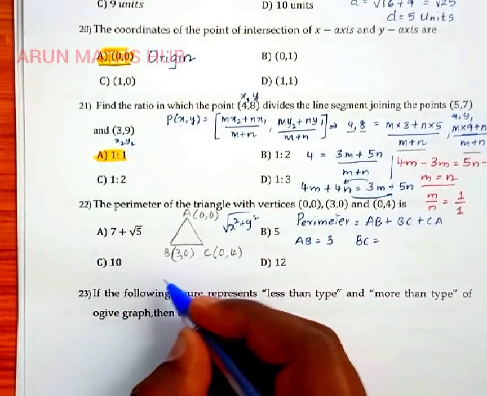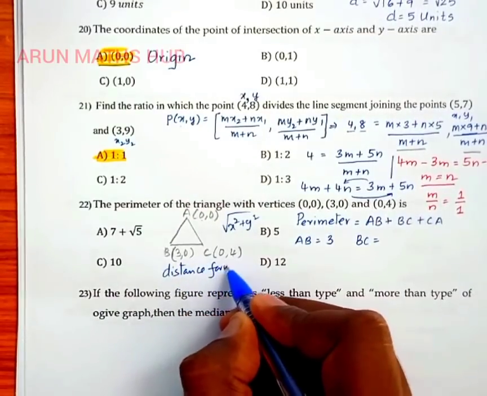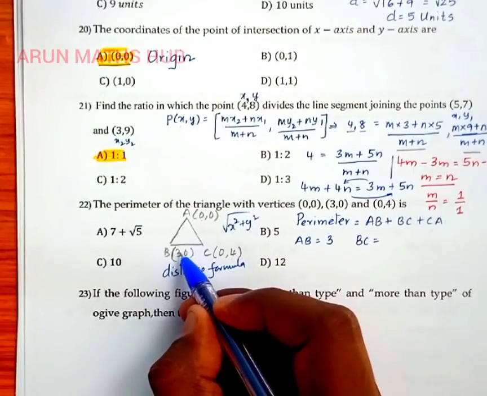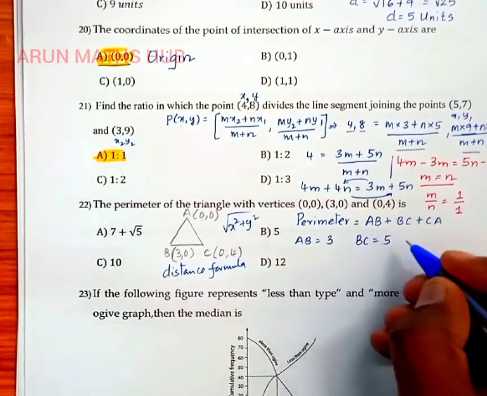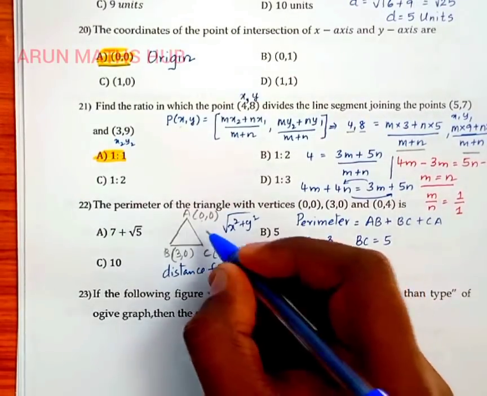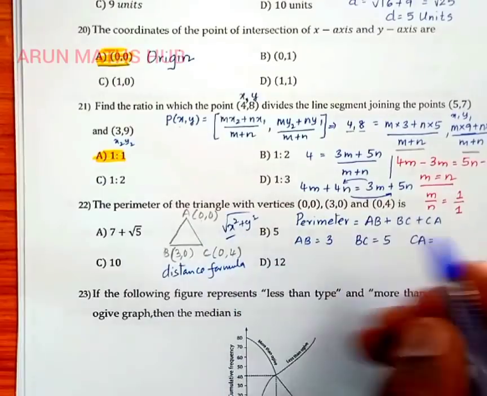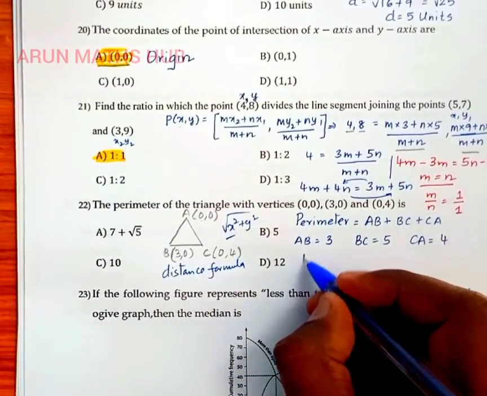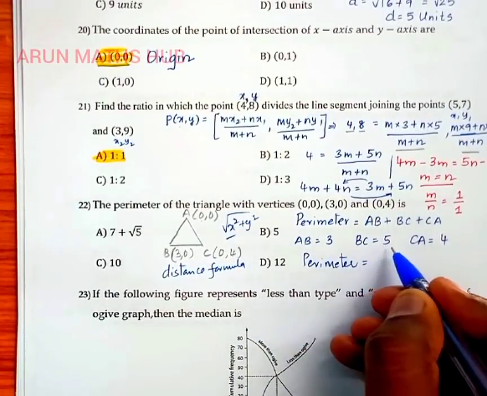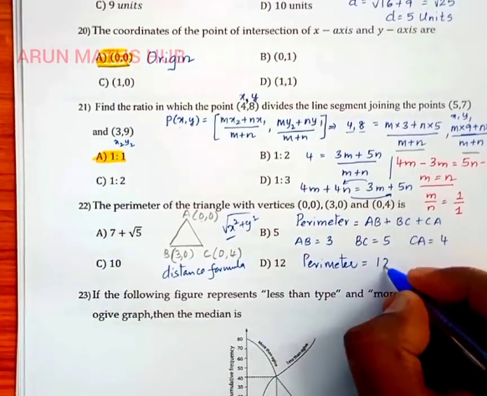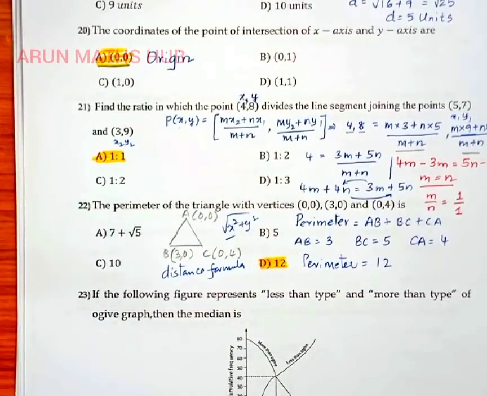In the same way, BC is the distance between the points 3, 0 and 0, 4, that is D equals the square root of 0 minus 3 whole square plus 4 minus 0 whole square. We get the square root of 9 plus 16, therefore the square root of 25 is 5. The same way, CA is the distance between the origin and the point 0, 4, that is just the square root of x square plus y square, 0 square plus 4 square, we get the square root of 16 which is 4. Therefore the perimeter is 3 plus 5 plus 4, that is equal to 12. Therefore the correct answer is option D, 12 units.